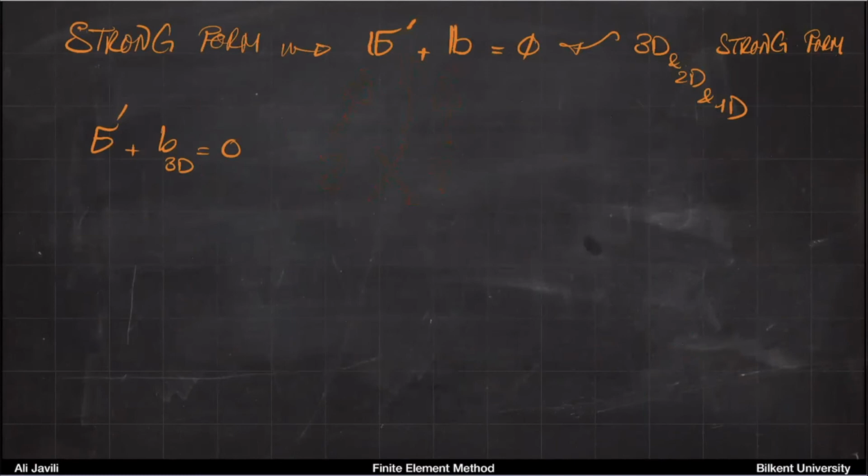All right. So long story short, this is your balance equation or your governing equation or your strong form in 3D and 2D and 1D. This is the unified strong form.